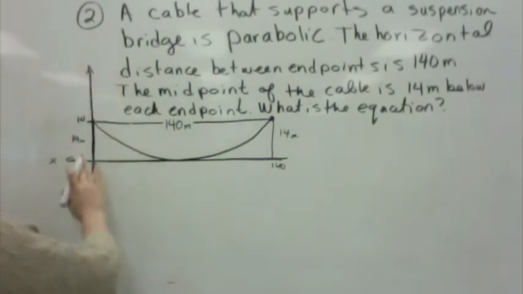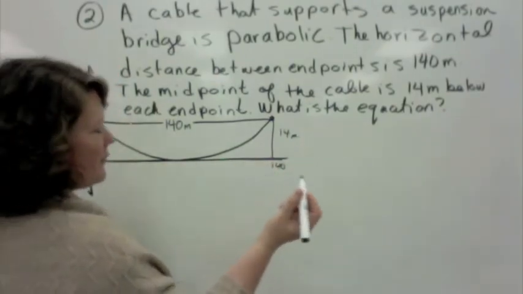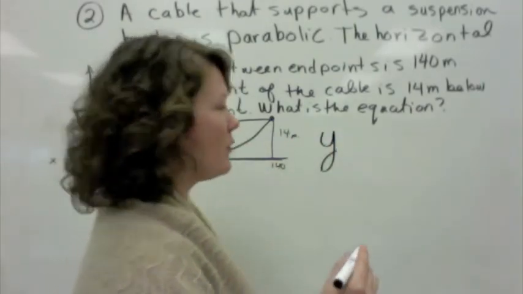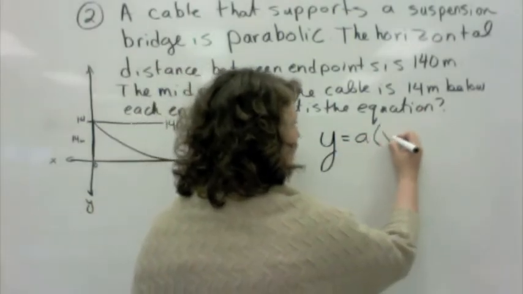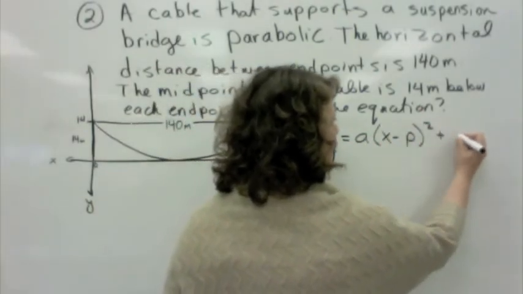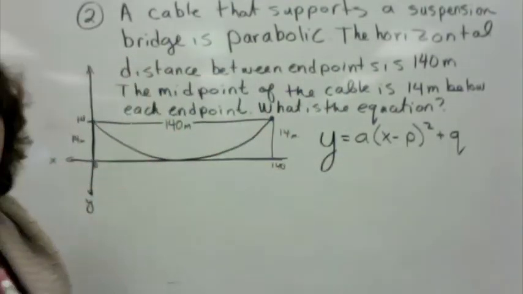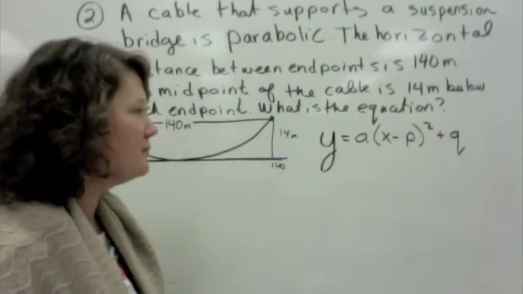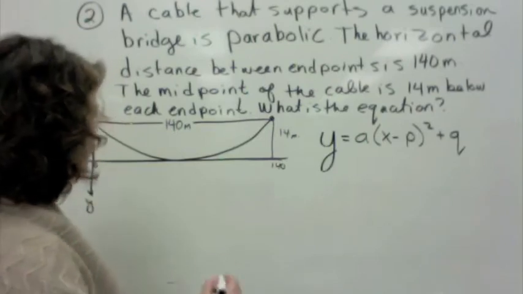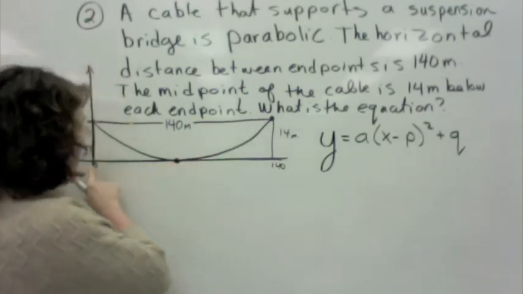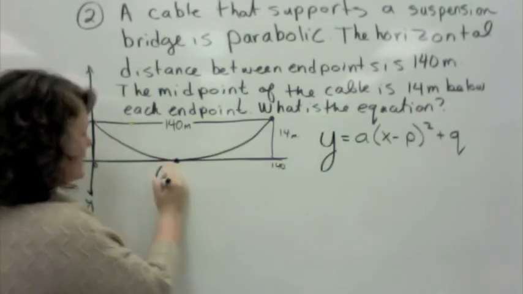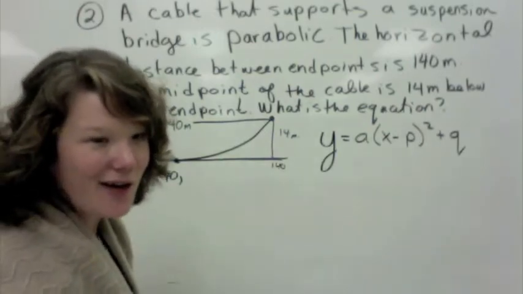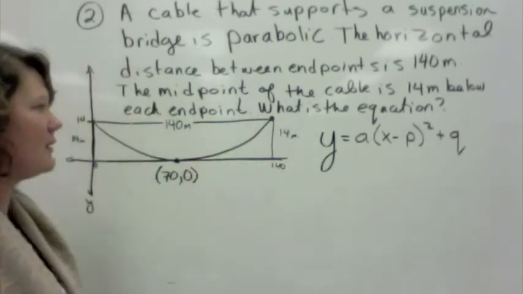So using this as our guide, we know first things first. Let's start off with the standard form of the equation, which is y equals a(x minus p) squared plus q. Now this is going to give us the vertex. Guess what the vertex is? What's this point right here? Halfway between 0 and 140 on the x, so 70, comma, what's on the y? 0. Awesome. So this right here is the coordinate of our vertex.